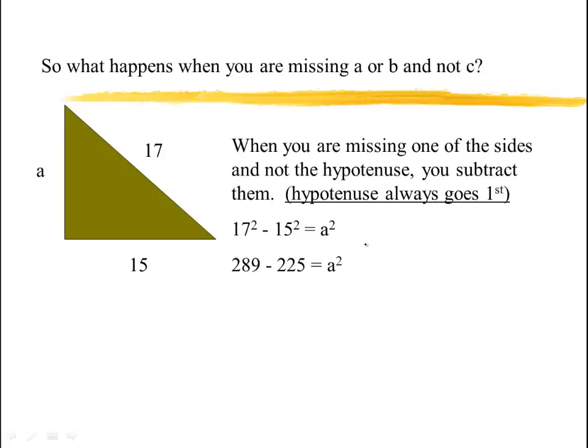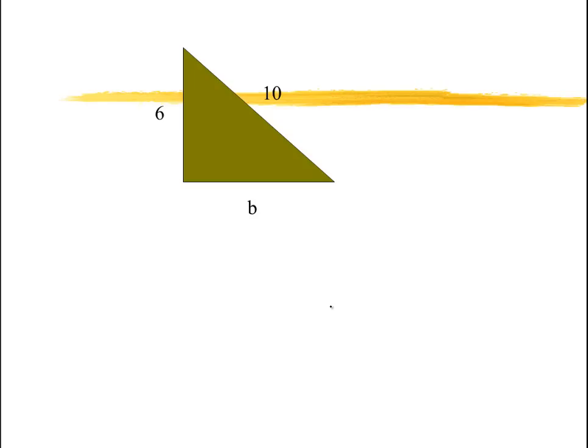Okay, so 17 squared is 289 and 15 squared is 225. What's 289 minus 225? 64 is correct, but that's not my answer. What am I looking for? I'm looking for A, not A squared. So what would the square root of 64 be? Perfect. You got 8. 8 is correct. So now on this particular problem, I want you to copy this triangle down, work the problem and find my missing leg and bring it to class tomorrow.